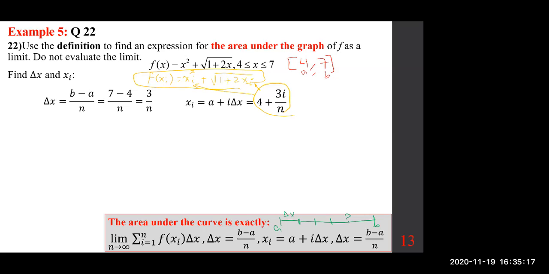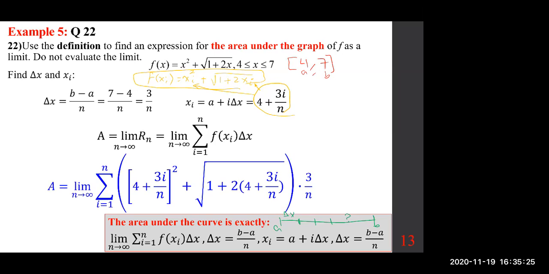4 plus 3i over n. Let's replace it. See what you get. So 4 plus 3i over n. So we are replacing x of i with 4 plus 3i over n. And we can leave it like that for now. This is just the expression we wanted to come up with.